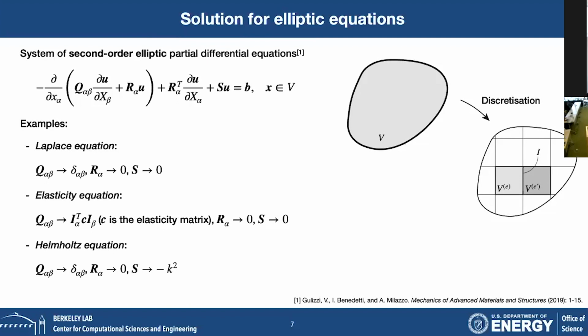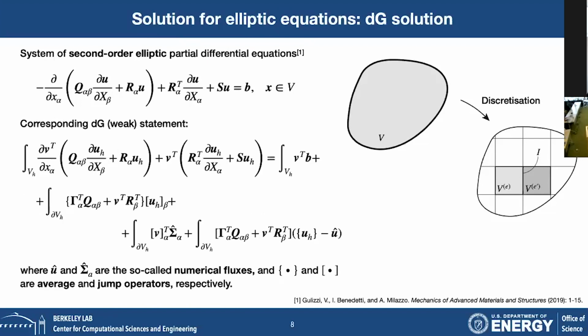And you can see here examples of how, by changing the coefficients of this equation, you can obtain different types of elliptic partial differential equations. I'm just keeping all the details on how to obtain this formulation because they are boring, and I will lose your attention very soon. I just want to show you the weak statement in terms of the discontinuous Galerkin formulation.